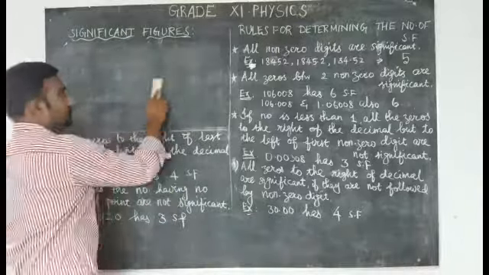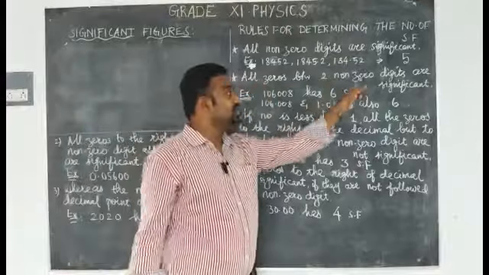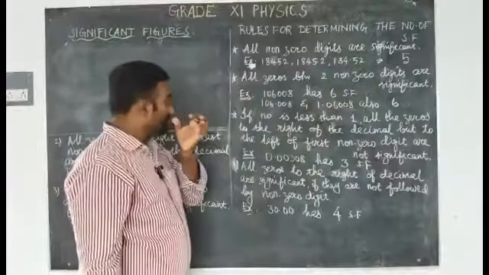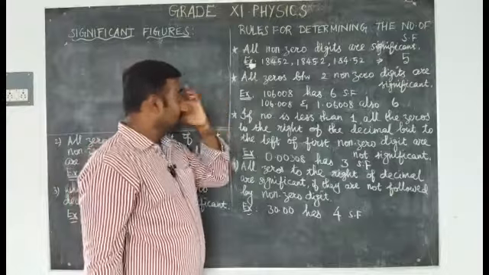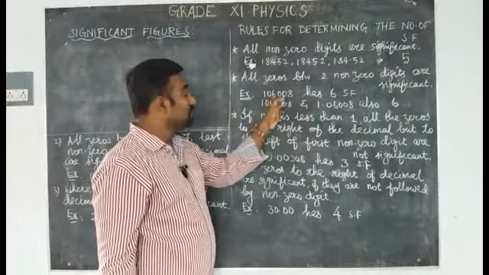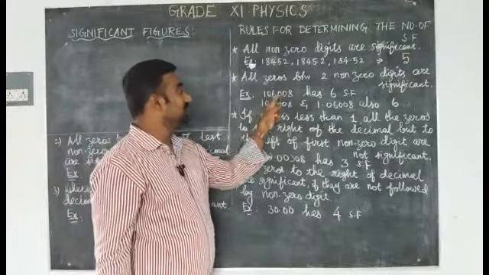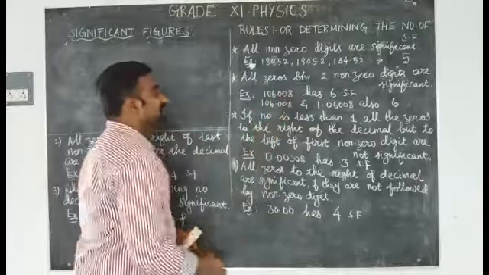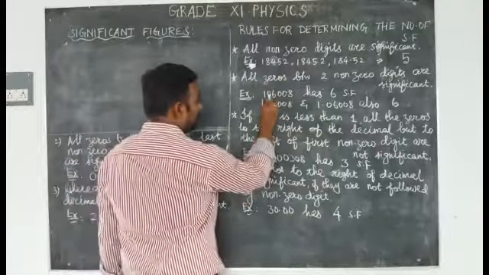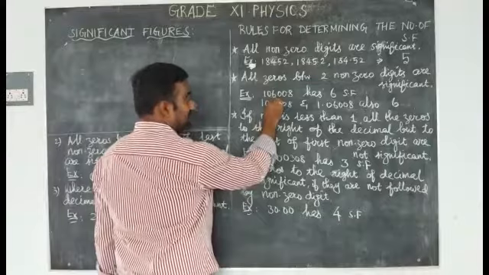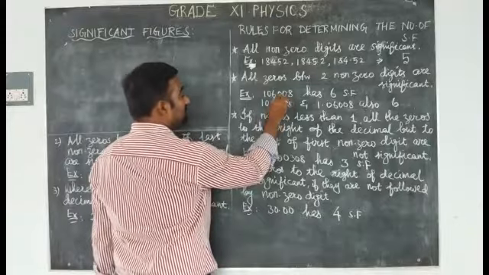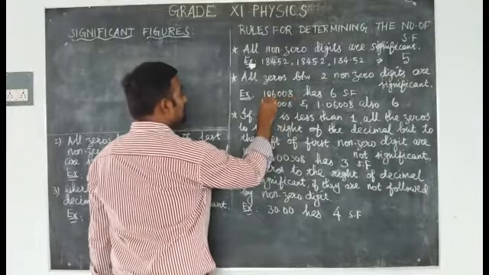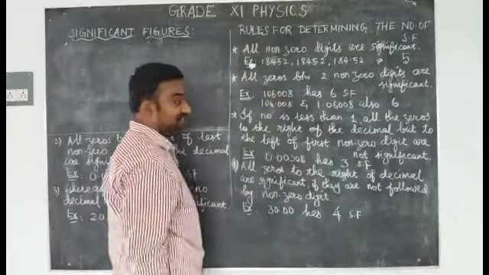That is the second rule. All zeros between two non-zero digits are significant. Here the example they have given is 1,06,008, that is 106008. Now what is its significant figure? 6. Here, this 0 is placed between 1 and 6. Similarly, the other two zeros are placed between 6 and 8. So the zeros between two non-zero digits are significant.